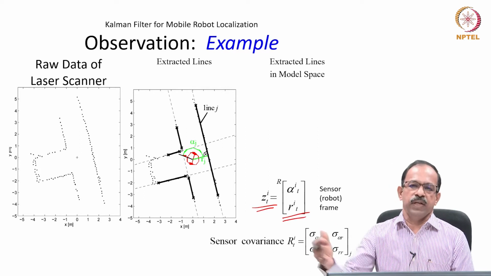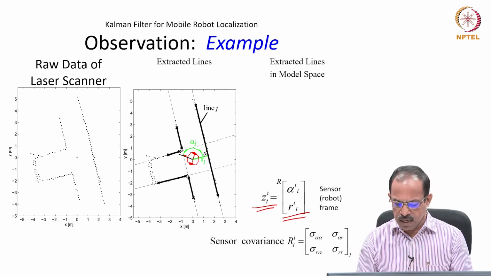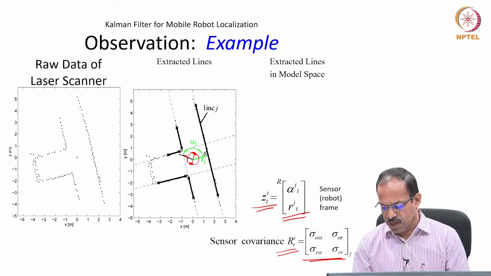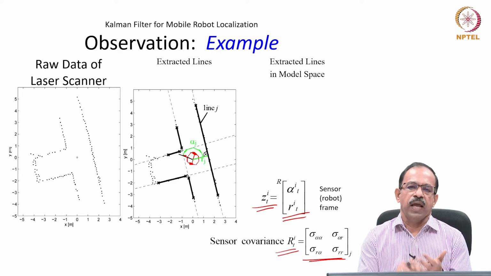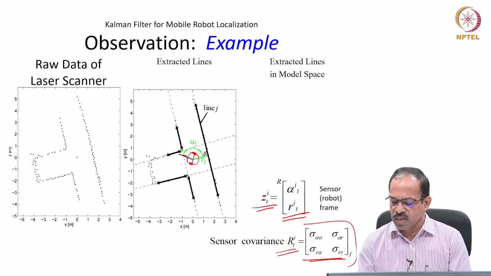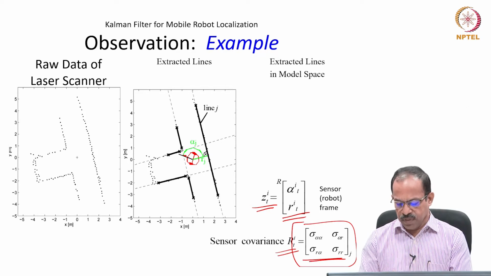So, there can be any number of measurements, and we assume that the sensor has some kind of covariance, sigma alpha alpha and sigma RR. That means there is an error in the measurement of alpha and R. So, there can be some kind of uncertainty in the measurement also, that is the sensor covariance R.